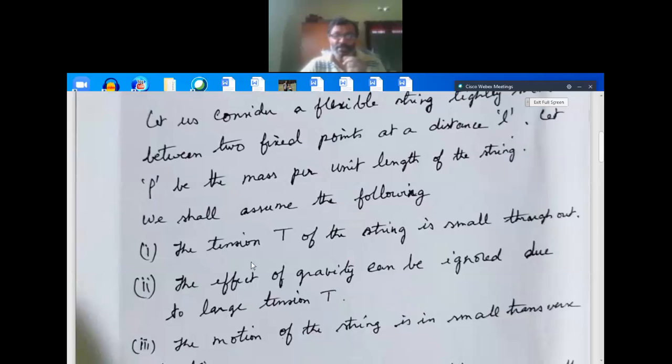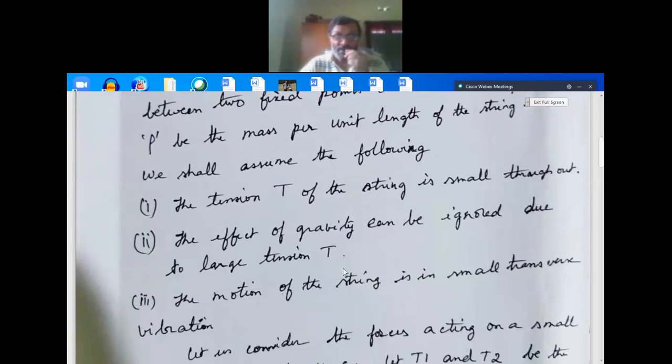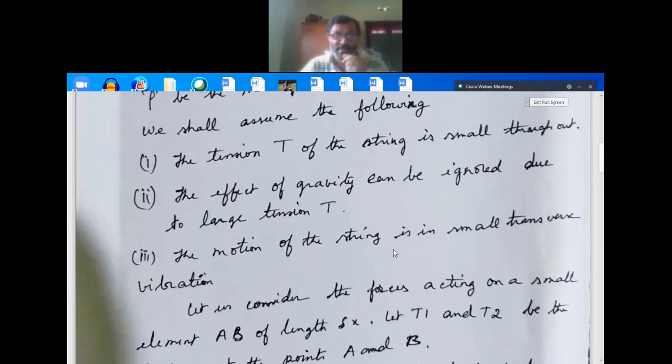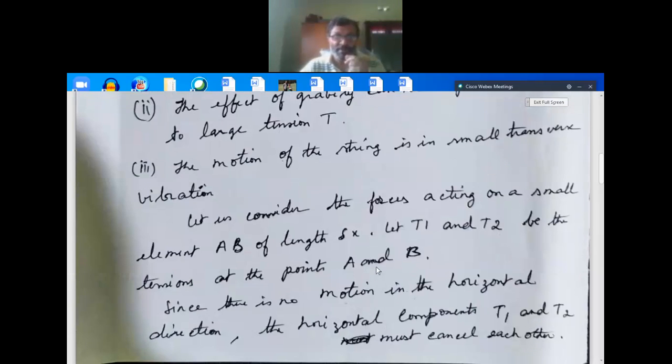The tension T of the string is taken to be very large, so the effect of gravity can be ignored due to the large tension. The effect of gravity is ignored here. The third assumption is that the motion of the string is a small transverse vibration. So now we are explaining the diagram.